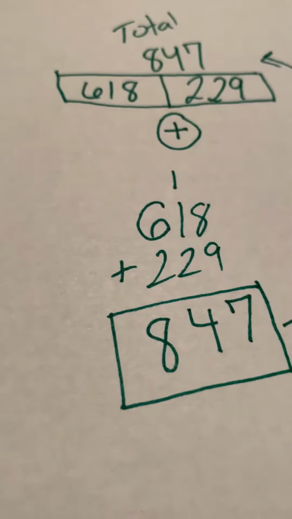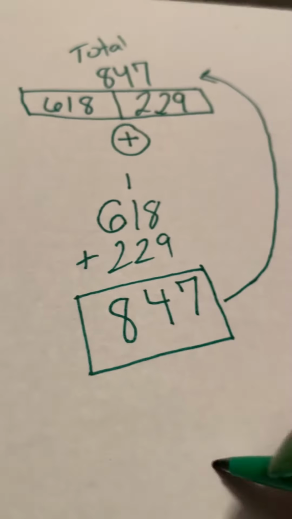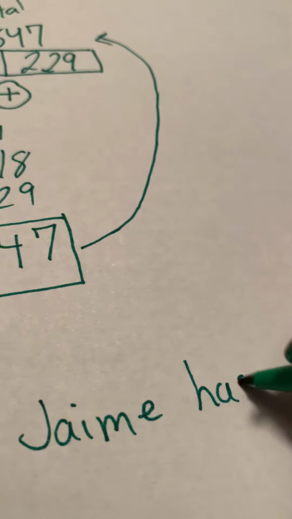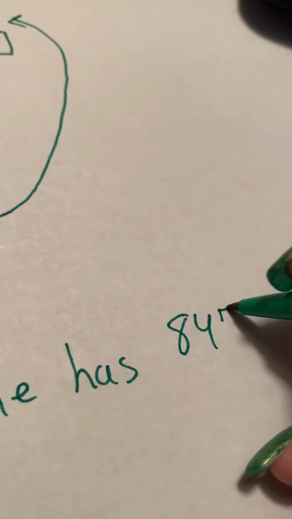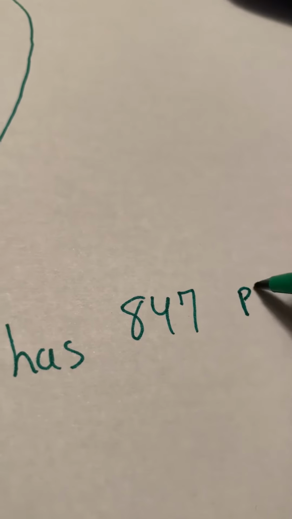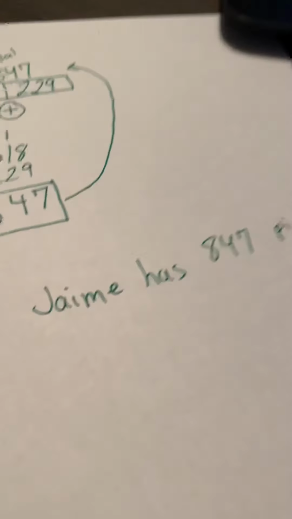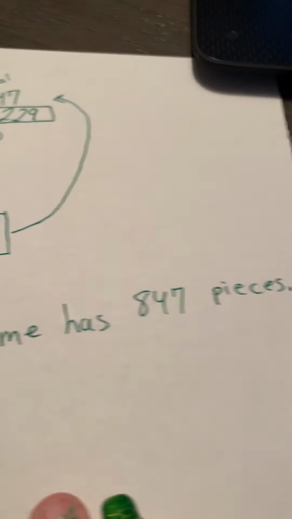So that is our answer to this problem, and I'm going to write it in a complete sentence: Jamie has 847 pieces. Okay, it's a little less than he started with, but it doesn't matter. I guess that's what he wanted.